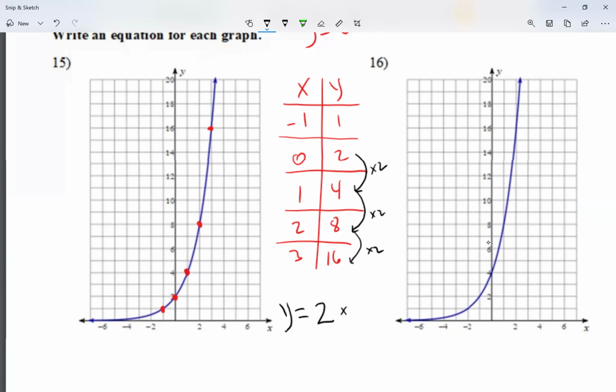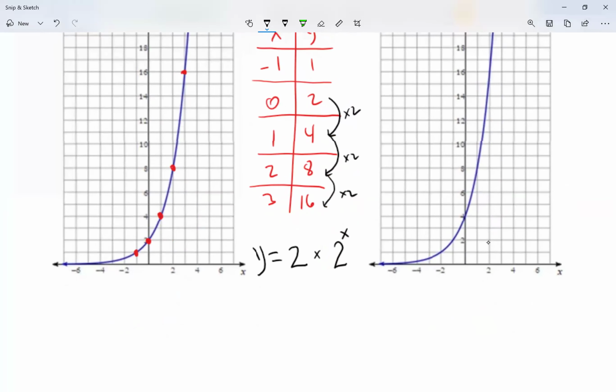Now, what if I wanted to go up? Instead of multiplying by 2, I divide by 2. Remember, I have to do the opposite operation. But my multiplier is what I do going down on my table. So I multiply by 2. My multiplier is 2, so my answer is going to be 2 to the x.